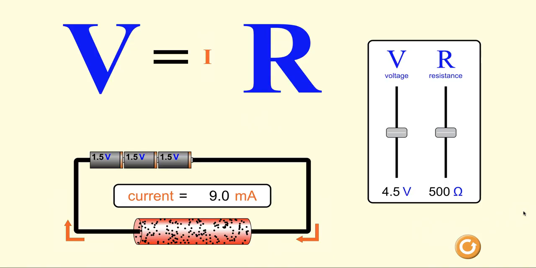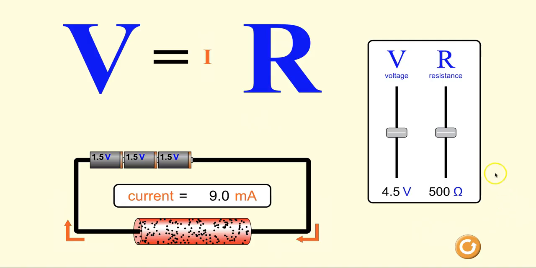Now we will begin with our simulations. Our simulations focus on the equation V equals I times R. In this equation, V stands for voltage, I stands for current, and R stands for resistance. In the simulations, we can change the voltage and the resistance and observe how the current changes. This helps us understand how these three variables are connected and how Ohm's law works in a real circuit.